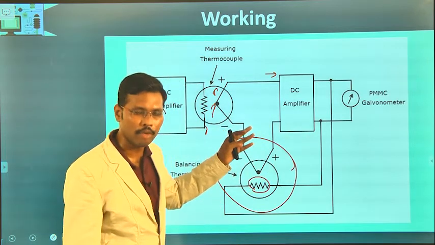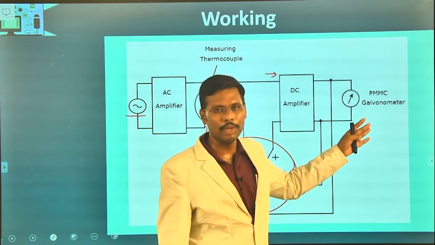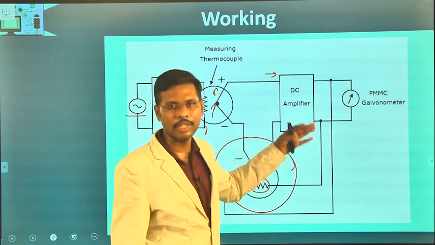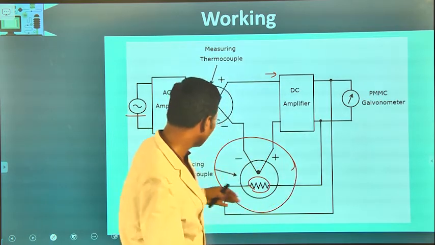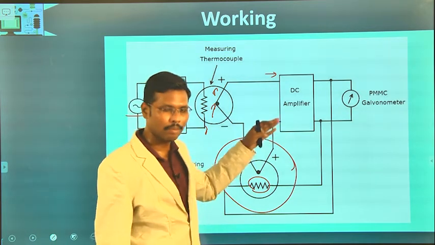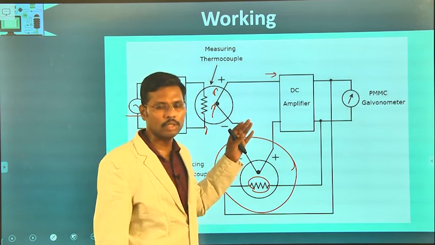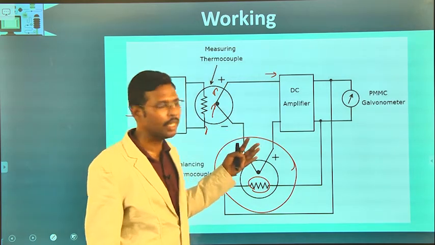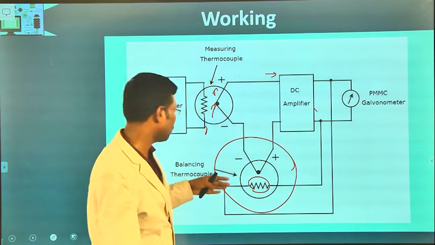This amplifier will amplify that error signal so as to be given to the PMMC galvanometer for measuring and display purposes, and the same error signal after amplification is given back to this balancing thermocouple to bring the bridge, to bring this equipment back to the normal condition, so that it is ready for the next measurement. The amplified error signal is given to this balancing thermocouple.